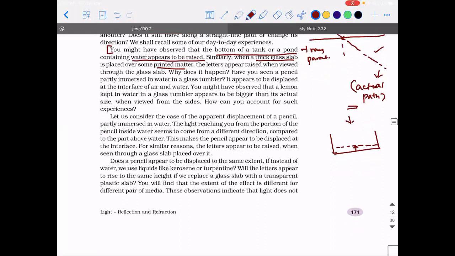Similarly, if you take a pencil and partially immerse it in water in a glass tumbler, then when you see it from the side, it will appear as if the pencil is bent, but actually it would not have got bent. And why is it happening? It is because of the principle of refraction.